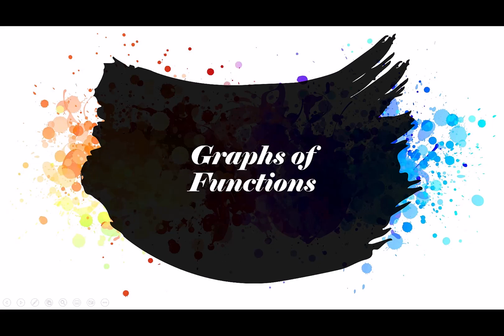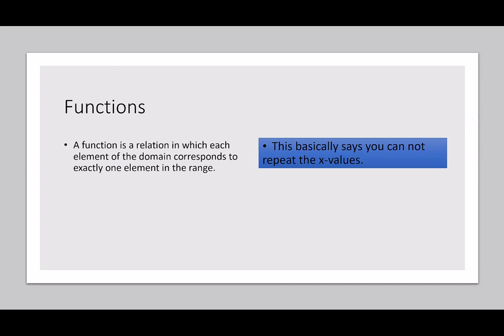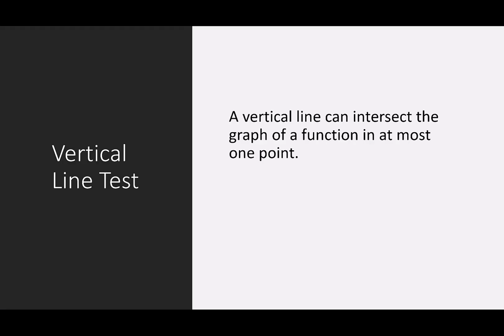Now we're ready to look at graphs of functions. We said a function is a relation in which each element of the domain corresponds to exactly one element in the range, which basically said you cannot repeat the x values. When we look at graphs, we can use the vertical line test to determine if a graph is a function or not. A vertical line can intersect the graph of a function in at most one point. This again shows that each x value has only one y value.